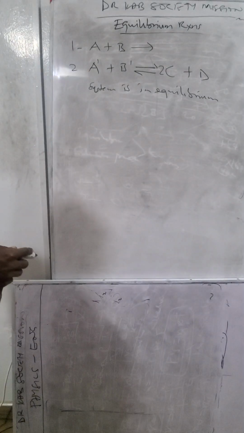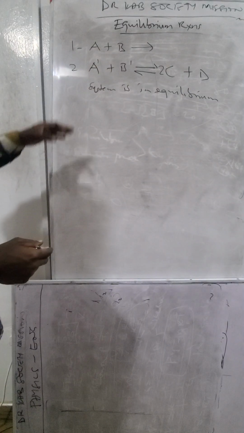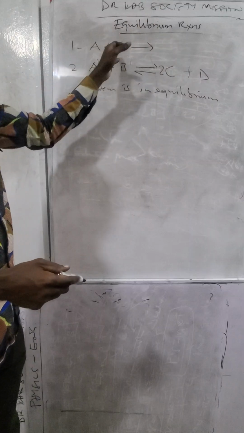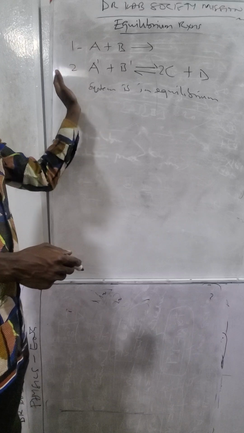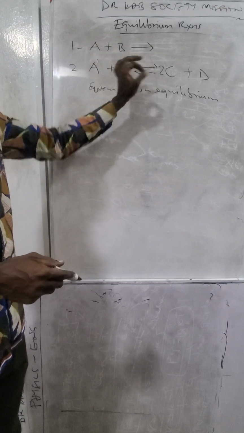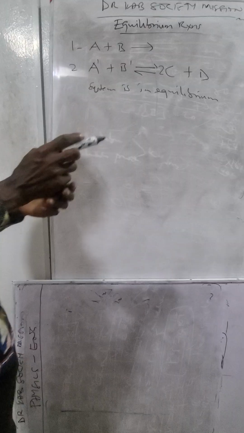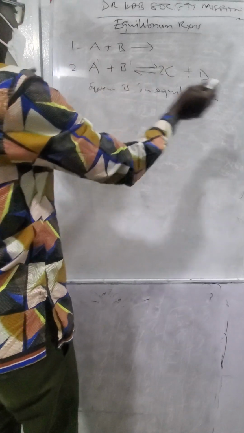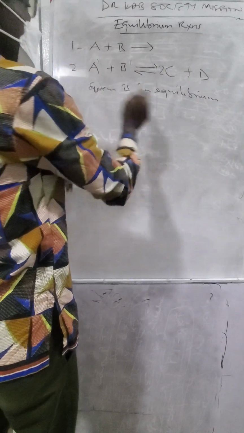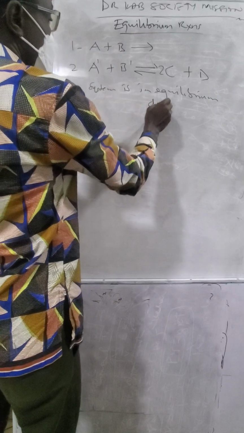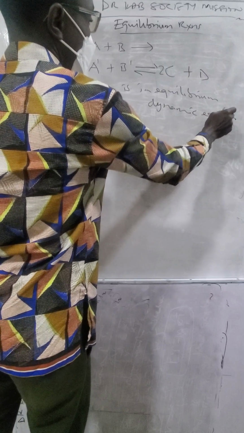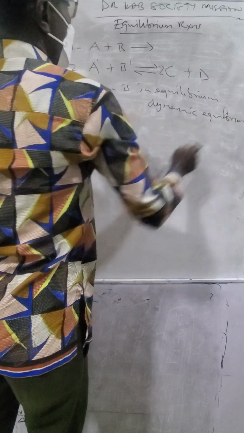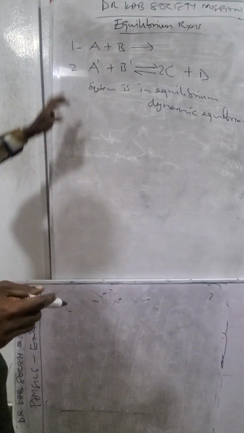Okay, so let me say the system is in equilibrium because the rate at which A and B react to form C and D is the same as the rate at which C and D react to form A and B. So we say they are in equilibrium. Equilibrium means somehow balanced. And this kind of equilibrium, because it is going on and not stopping, we say it is a dynamic equilibrium. Dynamic, changing, in equilibrium. Alright, so that is the definition.